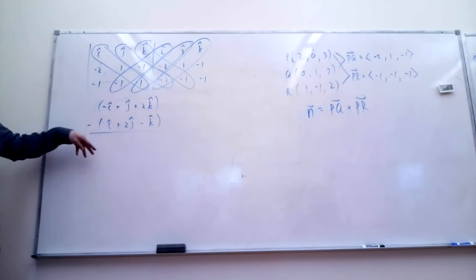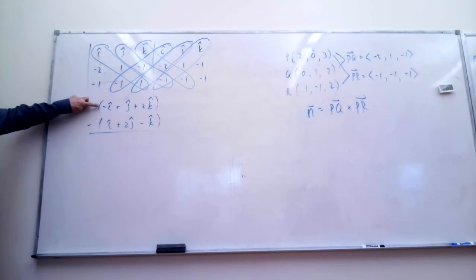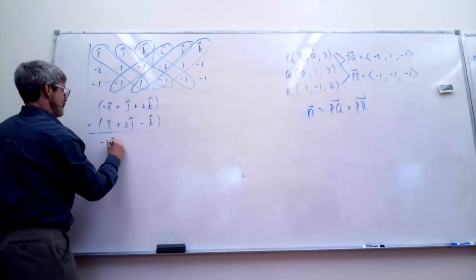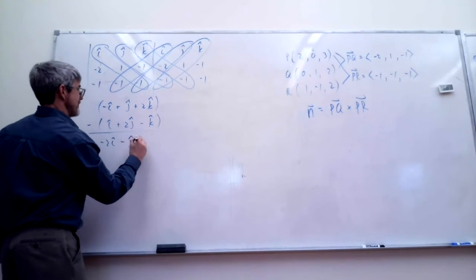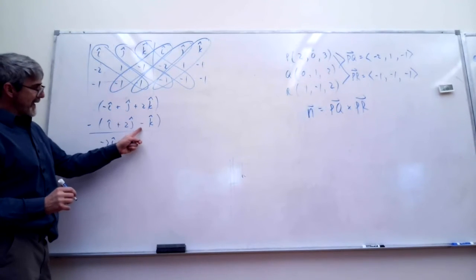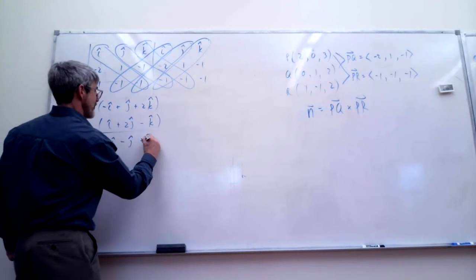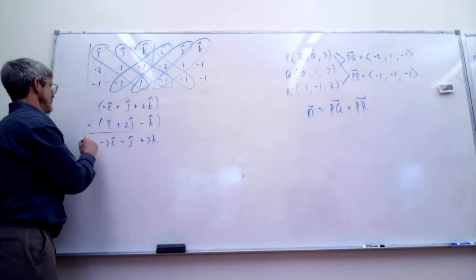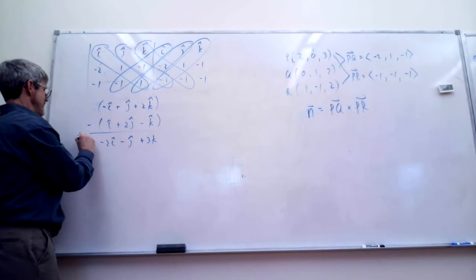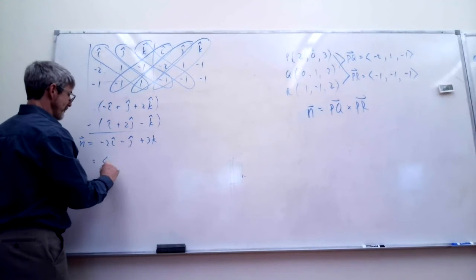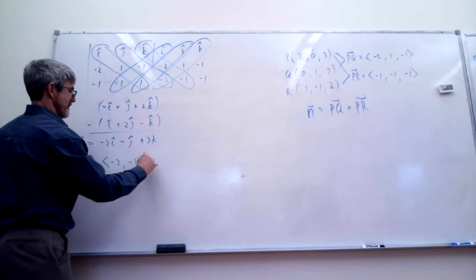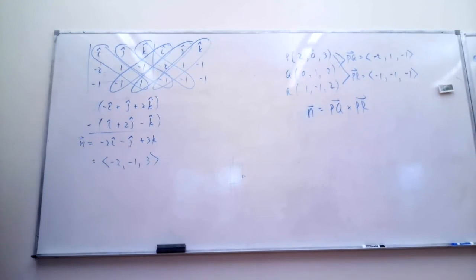Let's line them up like this, it's easy to do the subtraction. -i minus i is -2i. j minus 2j is -j. 2k minus -k becomes +3k. All right, so the vector n can be written in unit vector notation as -2i minus j plus 3k, or in component form as -2, -1, 3. So vector n can be written either of those two ways.